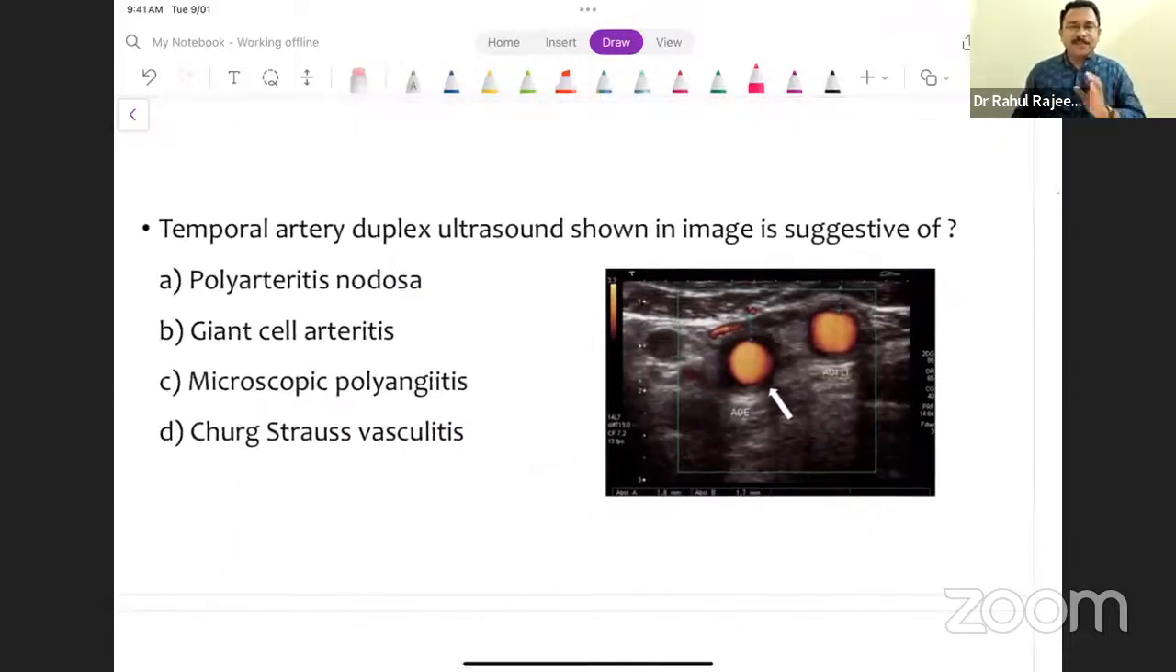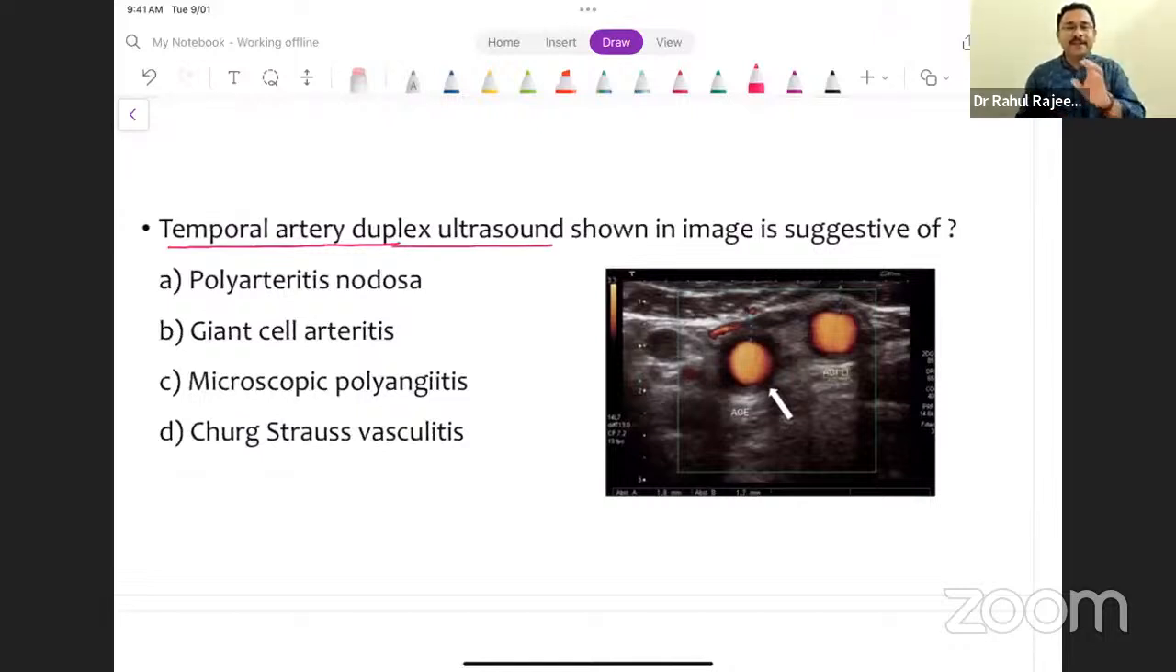Question number 2. Temporal artery duplex ultrasound shown in the image is suggestive of: polyarteritis nodosa, giant cell arteritis, microscopic polyangiitis, or Churg-Strauss vasculitis? Now, I know that at least some of you who have given this test may not exactly know what this ultrasound is showing. But at least you can use your logic. Remember, in entrance exams, everything is not just about having knowledge. Sometimes common sense also works. You can see it is the temporal artery duplex ultrasound.